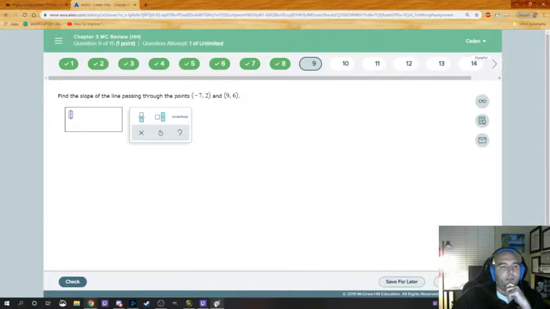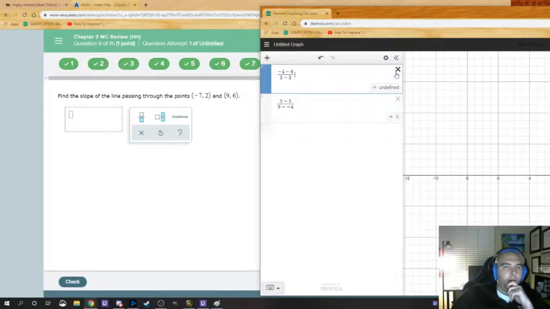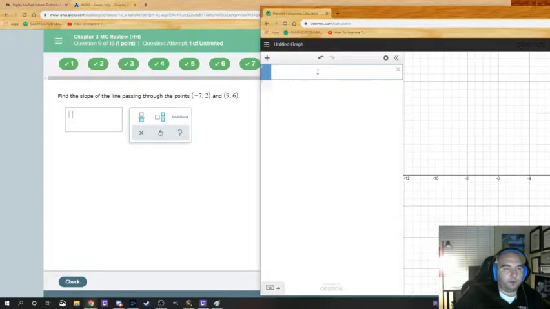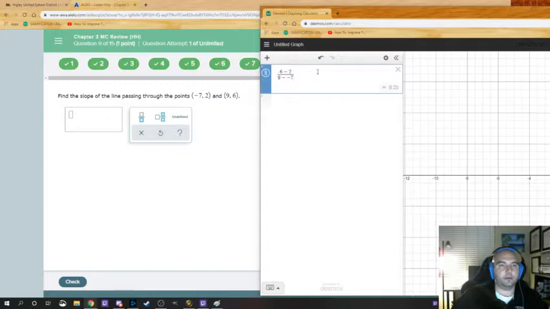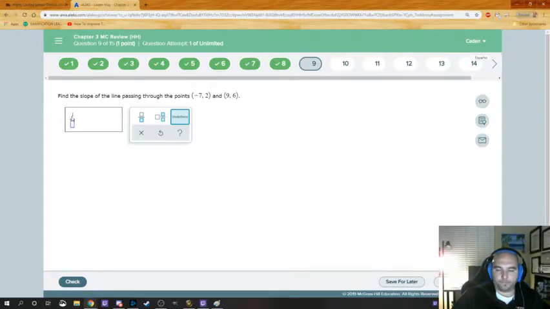Number 9 should be yet another slope problem. I'm going to do the same thing. y2, 6, minus y1, 2. Oopsies. I don't want to sign into Desmos. And then 9 minus negative 7. 1/4. I mean, so you're just plugging it in.